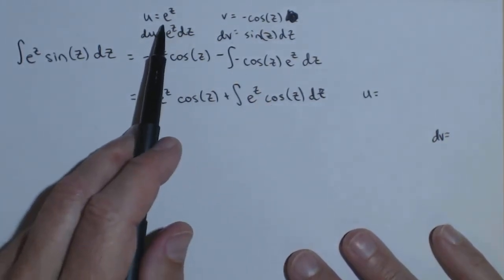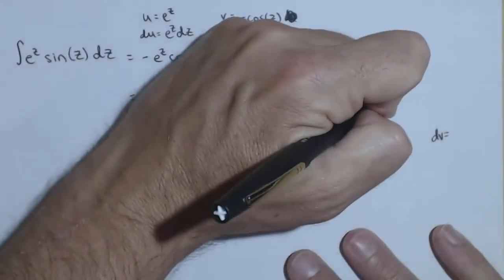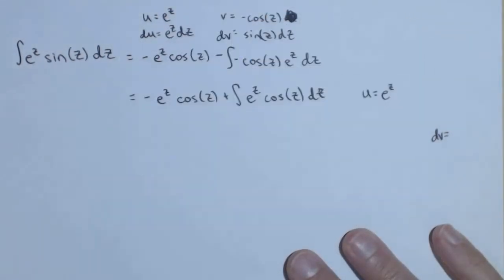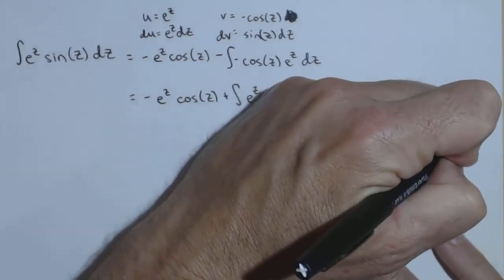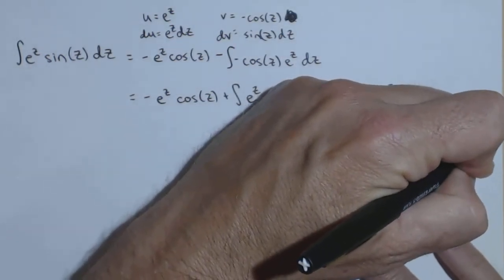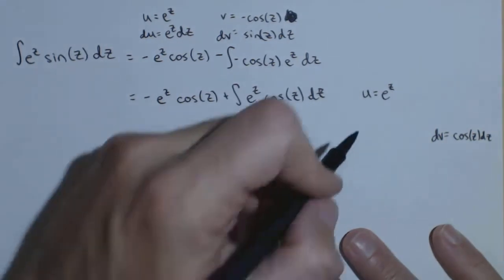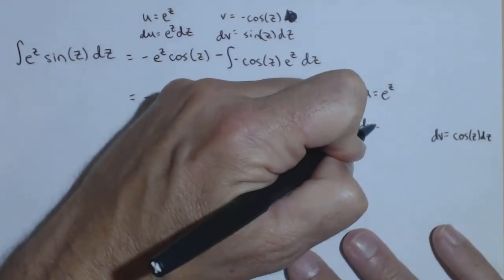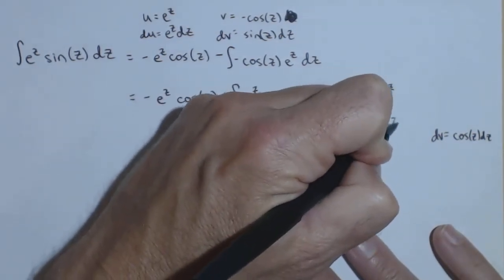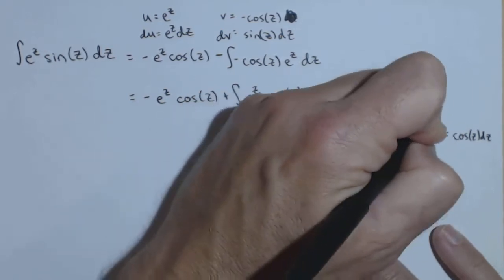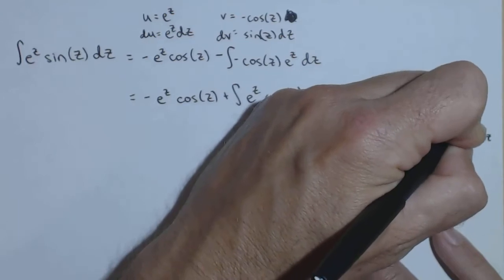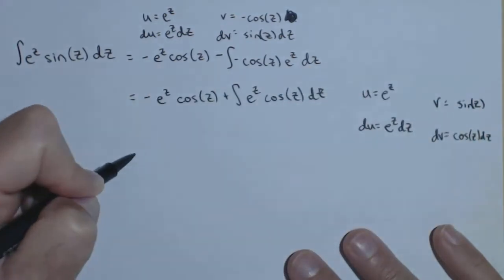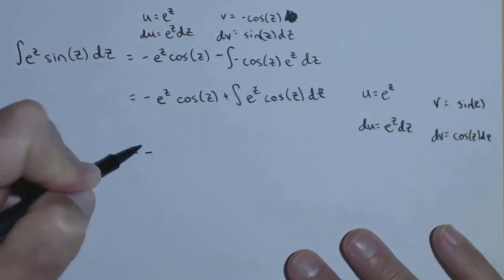But because I picked e to the z to be u in the first place, I want e to the z to be u again. And that leaves cosine of z dz for my dv. Well then, just like last time, that makes a du of e to the z dz. And this time we get a v of sine of z. So let's put that back together and see what happens.